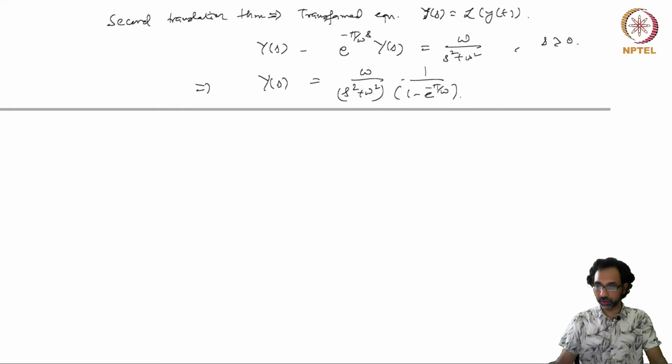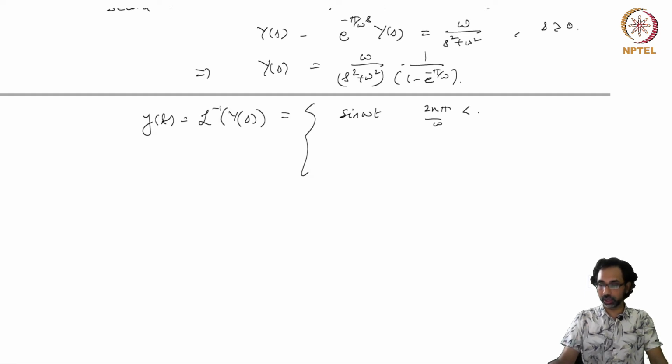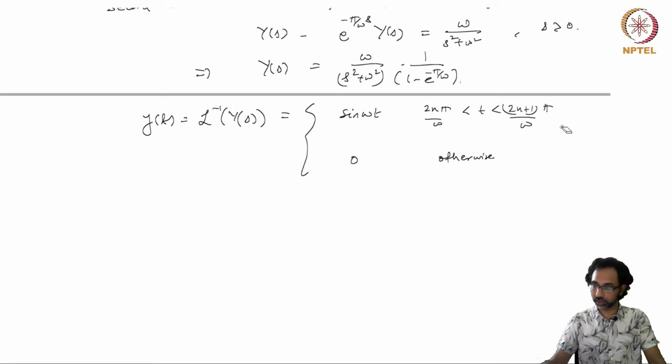And I'll just write down the solution for this Laplace transform. The Laplace inverse of capital Y(s) is given by the function which is sine omega t if 2n pi over omega is less than t is less than (2n plus 1) pi over omega, and it is equal to 0 otherwise. The first one is valid for n equal to 0, 1, 2, etc.